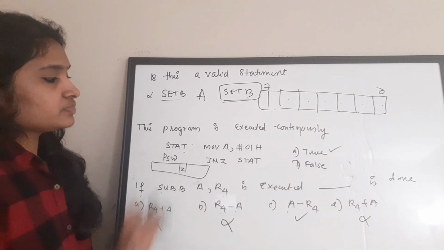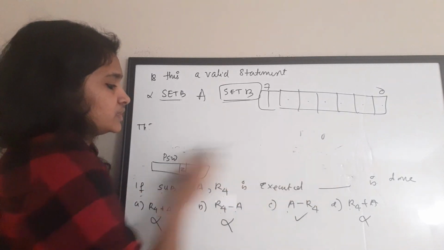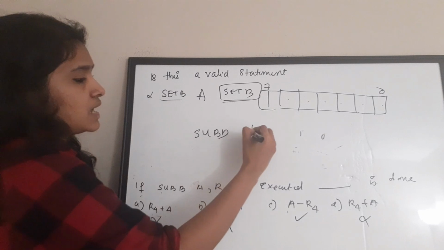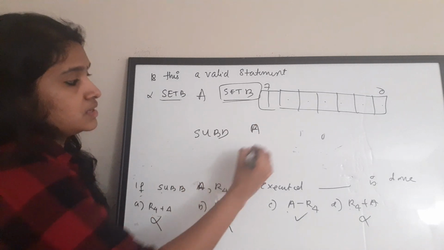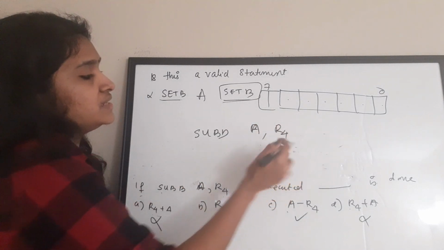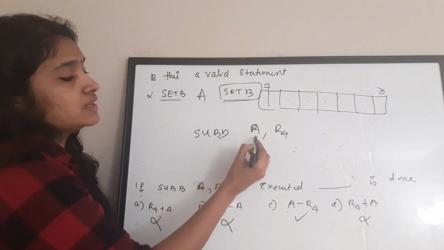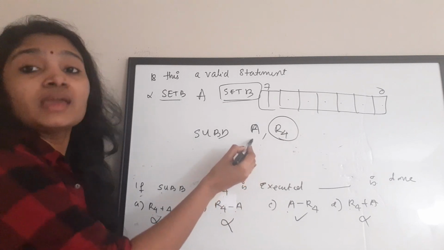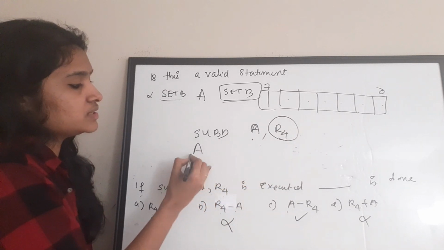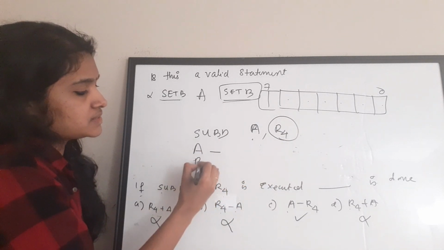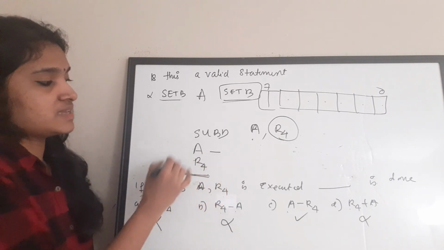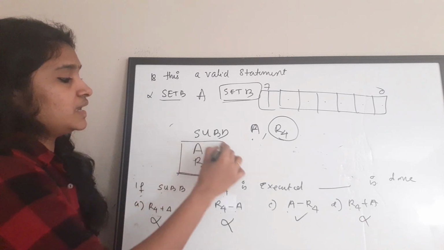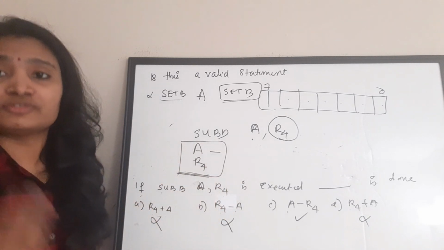I'll write it here. SUB A, R4 means you are subtracting the value of R4 from A. That is, there is A and you are subtracting R4 from it. This is actually what is executed while this instruction is performed. Okay, A minus R4 is performed.